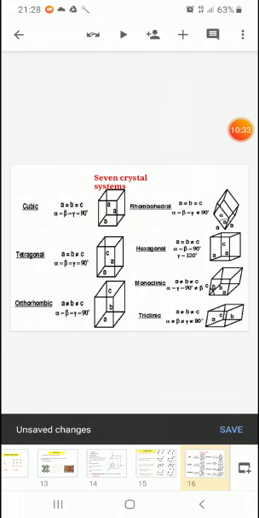Whenever a particular crystal system is there, its unit cell lengths are different. Also, the interaxial angles are different, and the number of lattices in the system is also different. We have to see them one by one. First of all, we take the cubic structure.